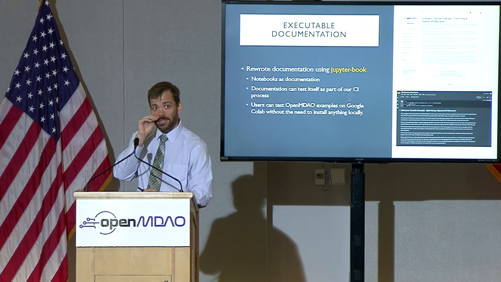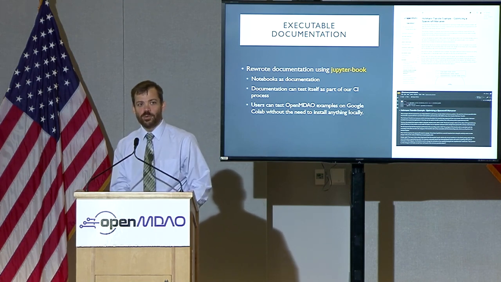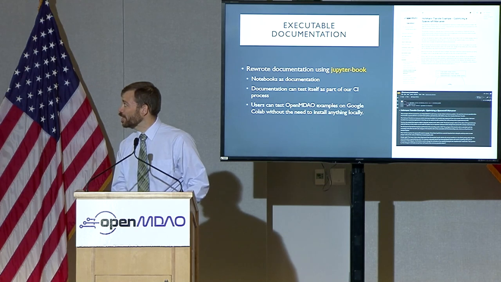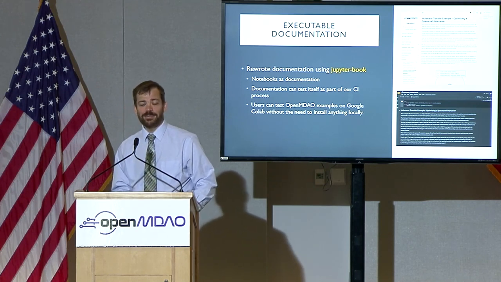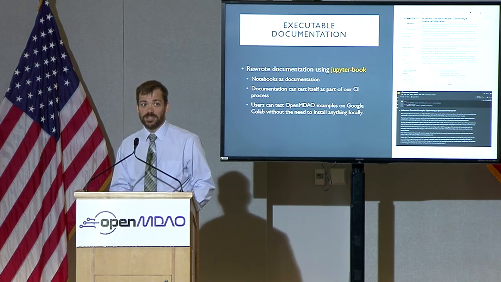Executable documentation. Our documentation is now based on the JupyterBook package, which has been good in a lot of ways. It's also been a pain in a lot of ways, as the developers will attest to. It's nice that we can write our documentation as notebooks. It's easy to test in our CI process, which is one of the reasons I like it.